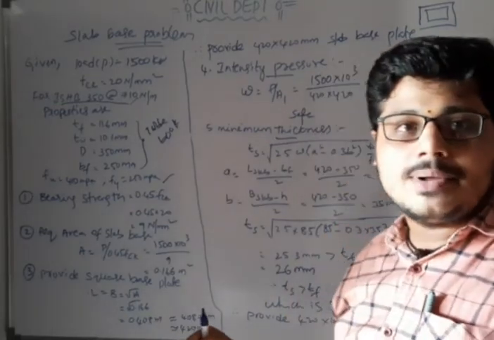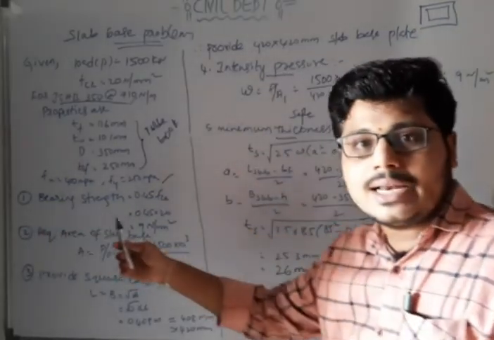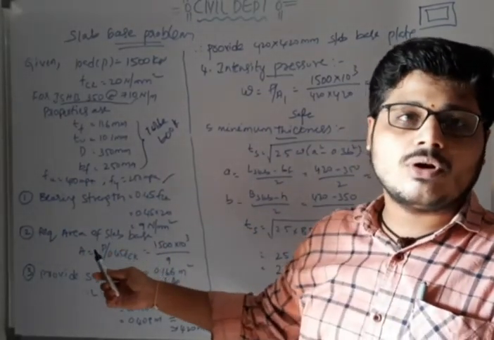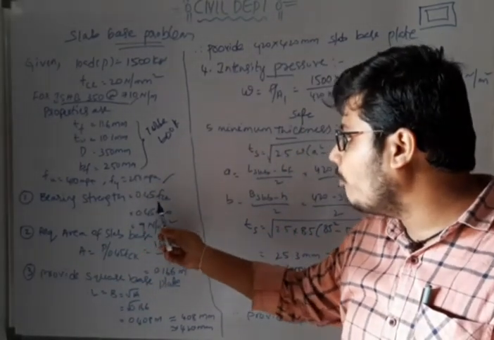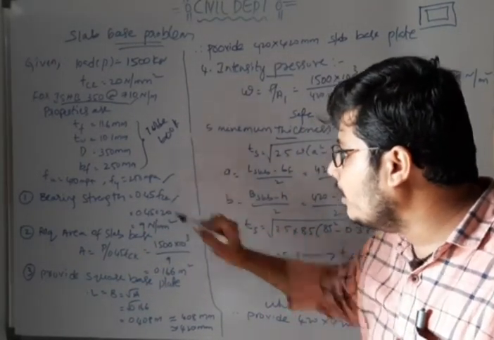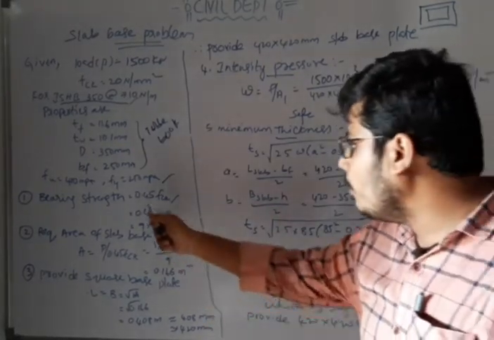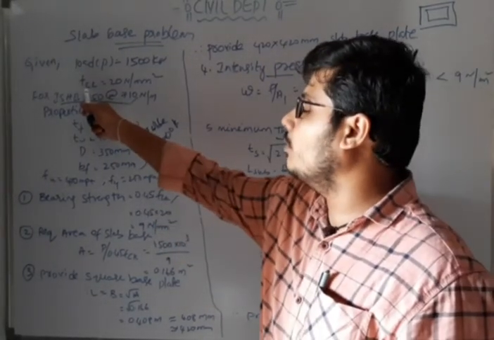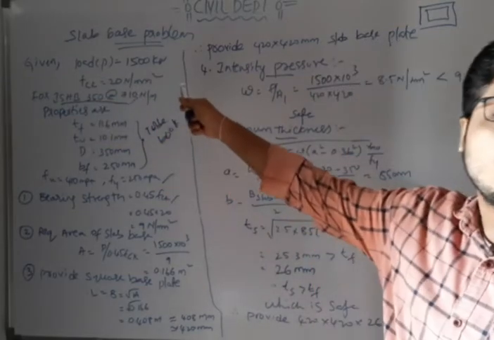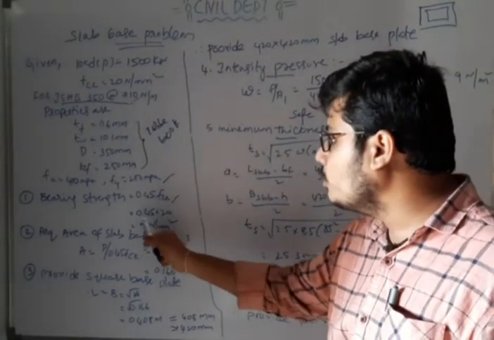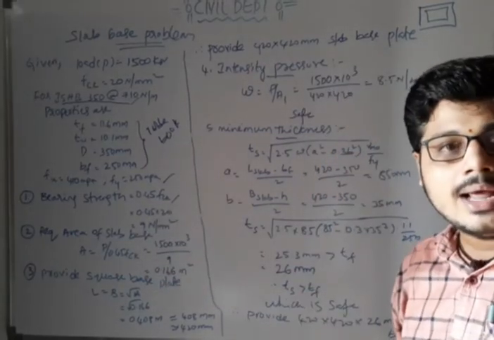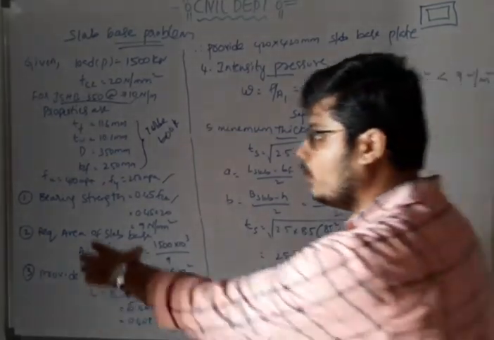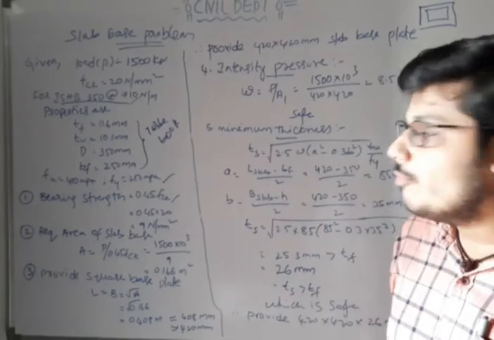So already we have discussed the steps for slab base. First step, we have to calculate the bearing strength of concrete. What is the formula for bearing strength? It is 0.45 fck. So 0.45 into fck, where the compressive strength of concrete is 20. So 0.45 into 20 gives the value of 9 Newton per mm square. So the first step is to calculate the bearing strength of concrete.